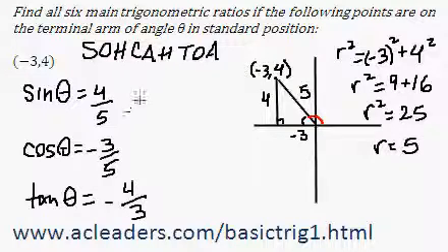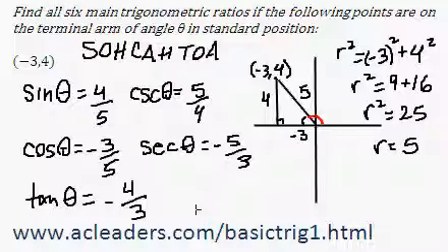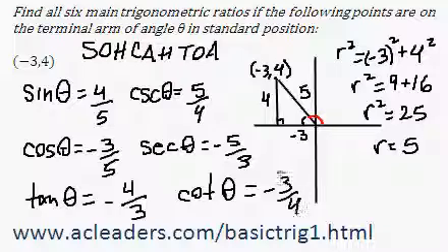And then we can find the reciprocal ratios as well. So the reciprocal of sine is cosecant. So that's going to be 5 over 4. The reciprocal of cosine is secant. -5 over 3. And the reciprocal of tangent is cotangent. So it's going to be -3 over 4. Hopefully that made sense. I just basically flip these fractions to get the reciprocal ratios.